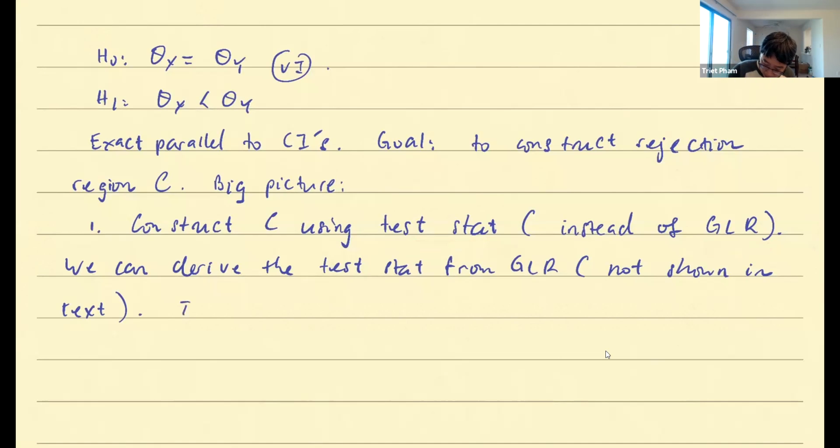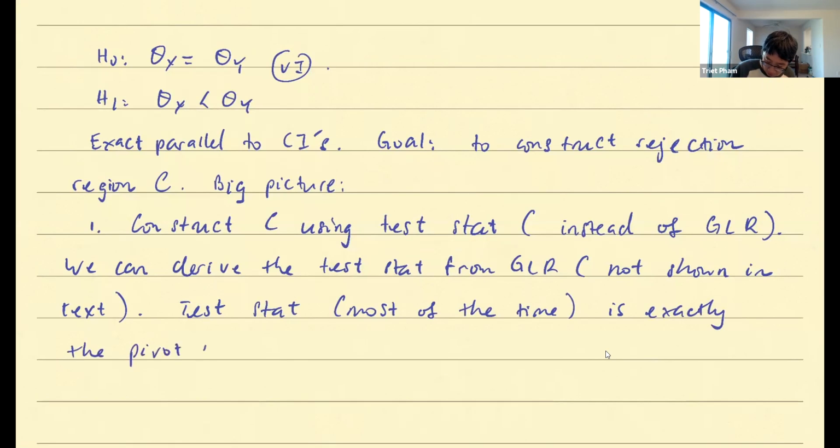So the test stat, most of the time, probably all of the time even, is exactly the pivot stat, the test stat used in the confidence interval construction.